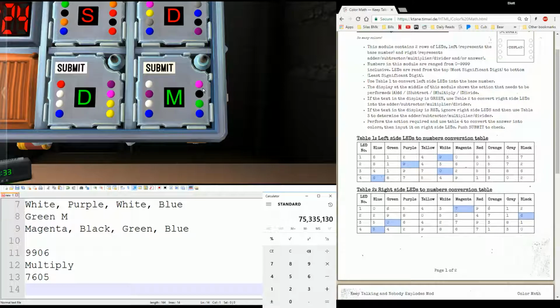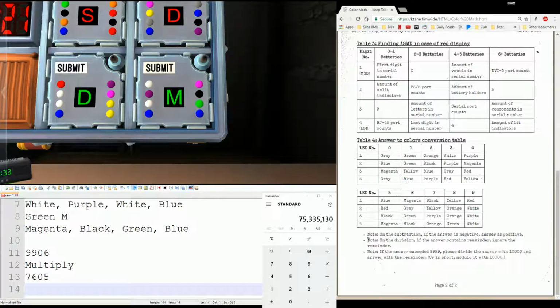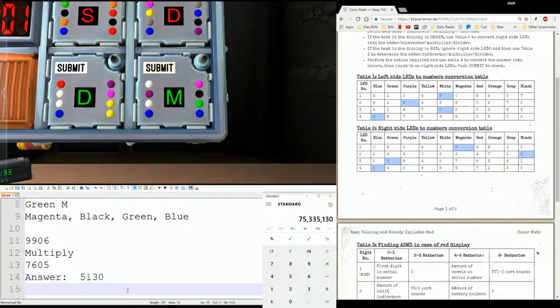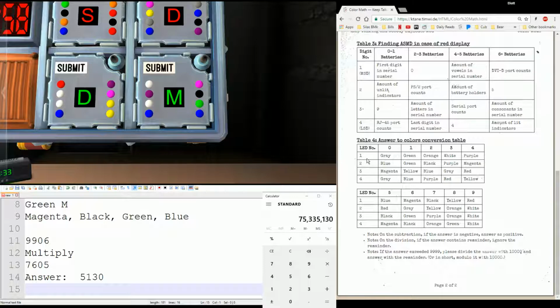It says here, if the number exceeds 9,999, divide the answer by 10,000 and use the remainder, i.e. modulo 10,000, i.e. use the last four digits. So our answer is going to be 5130, the last four digits of my answer here. And then we need to convert that back into colors. Again, each LED has a different color for the number, so we want 5130. Notice LED 1, 2, 3, 4. So that's going to be blue, green, gray, gray.